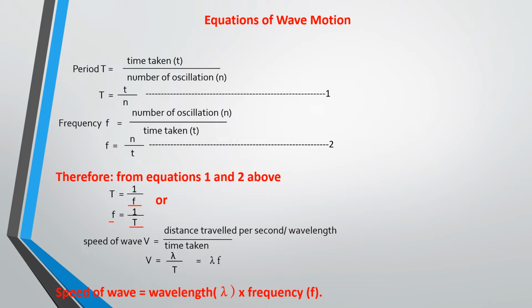So speed of a wave is equal to lambda f. So speed of a wave is equal to wavelength times frequency. So basically, these are some of the equations that we talk about in wave motion. These are some of the equations that you come across, and we use them to solve different problems in wave motion. Okay, so we'll look at various types of wave before we solve some problems on wave motion.